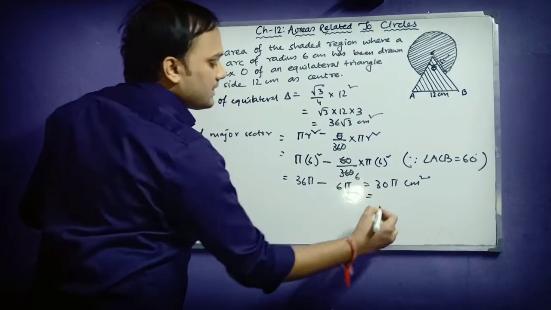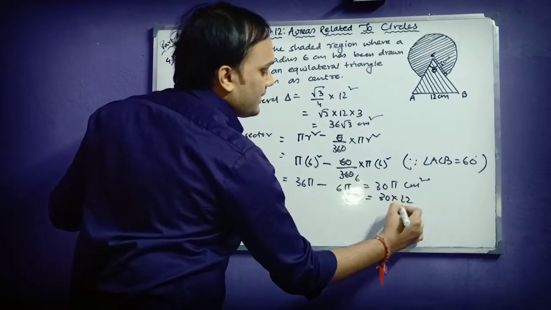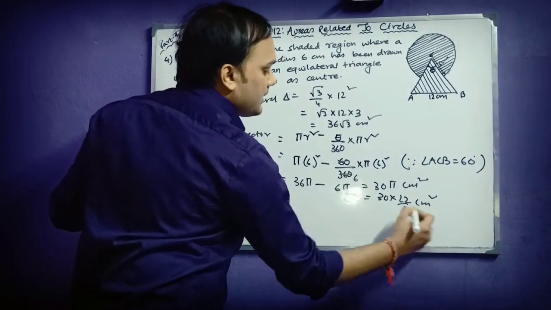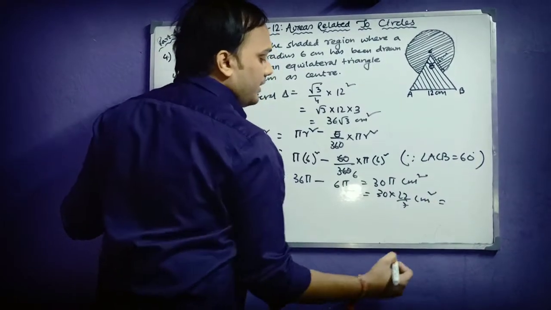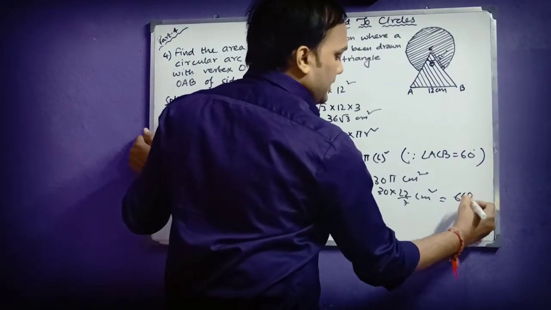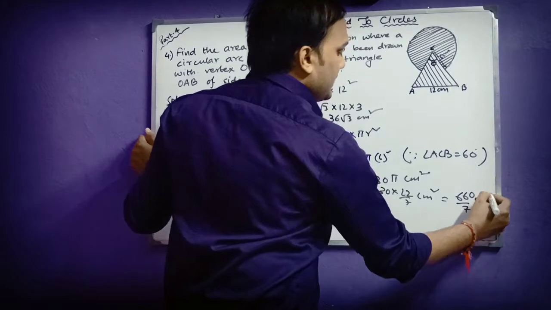30 pi means 30 into 22 by 7. We cannot reduce this, so just multiply it. 30 into 22, that is 660 by 7 centimeter square.